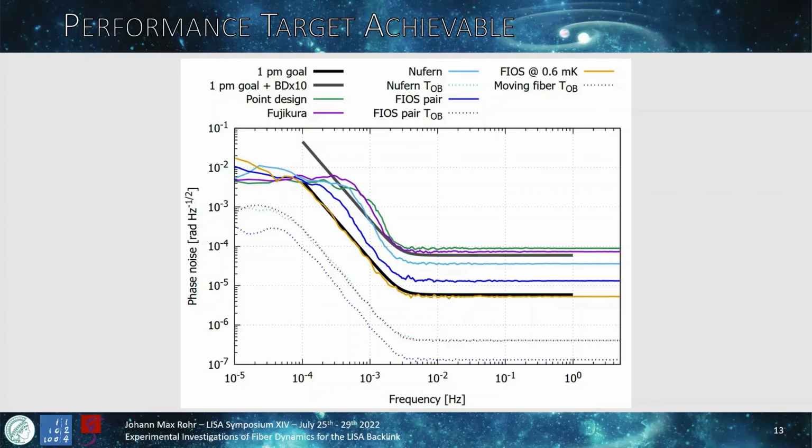And the dotted lines, even further in the range of fulfilling the performance, show simulations when applying the optical bench temperature requirement of 10 microkelvin per square root of hertz. And here we have also the comparison when adding in the motion to the simulation, which shows here again in the red dotted line that there's a negligible contribution.